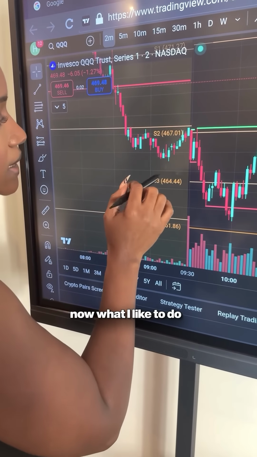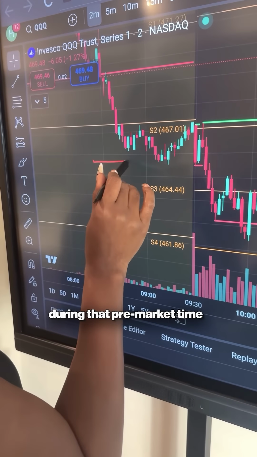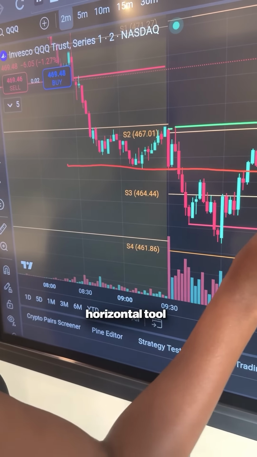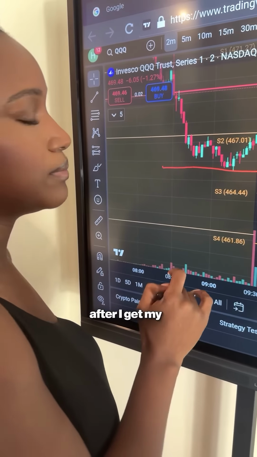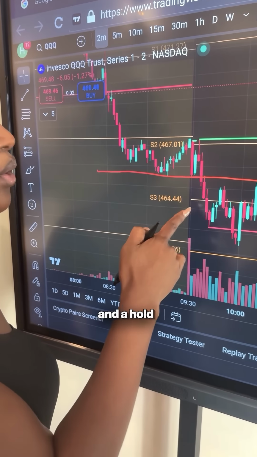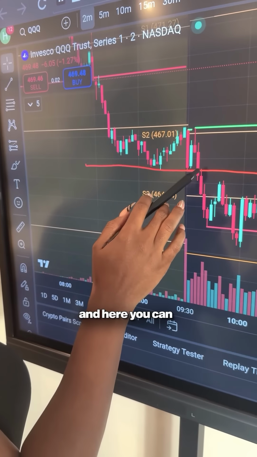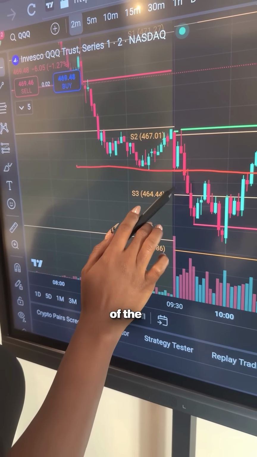So now what I like to do is mark my pre-market low, which is the lowest point during that pre-market time. I just simply have my horizontal tool and I make my line here. So what I'm looking for after I get my pre-market low and market is open, I like to see a break and a hold of that level. And here you can clearly see we get a break and what they call a retest of the pre-market low.